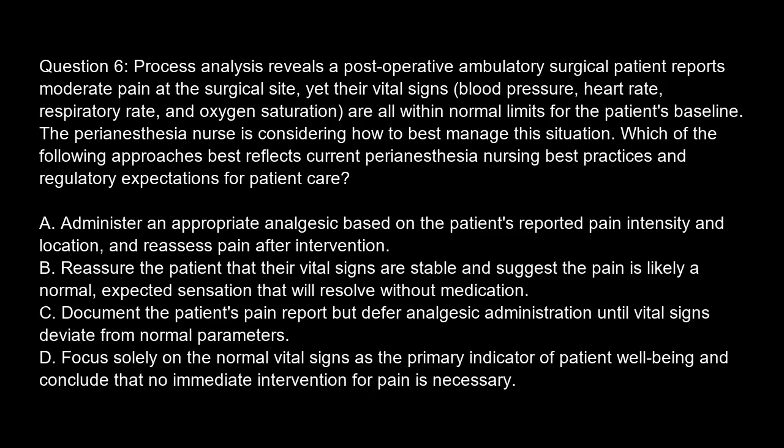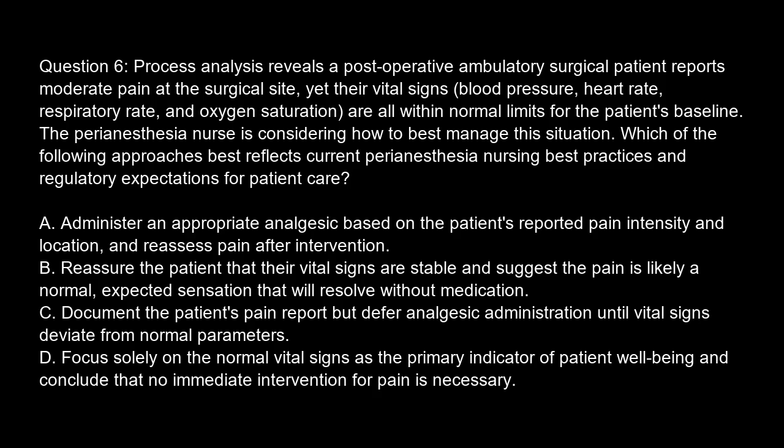Question 6. Process analysis reveals a post-operative ambulatory surgical patient reports moderate pain at the surgical site, yet their vital signs, blood pressure, heart rate, respiratory rate, and oxygen saturation are all within normal limits for the patient's baseline. The perianesthesia nurse is considering how to best manage this situation. Which of the following approaches best reflects current perianesthesia nursing best practices and regulatory expectations for patient care?